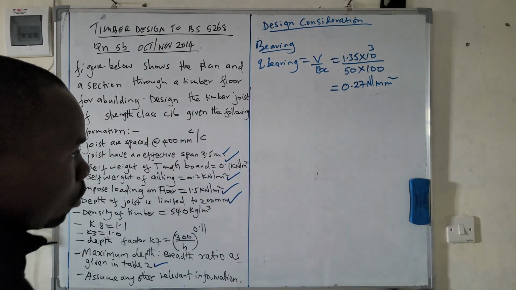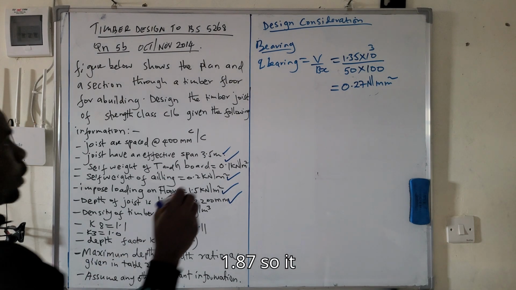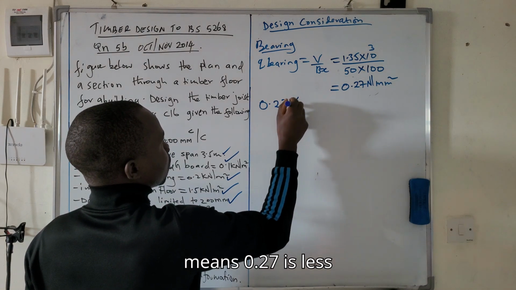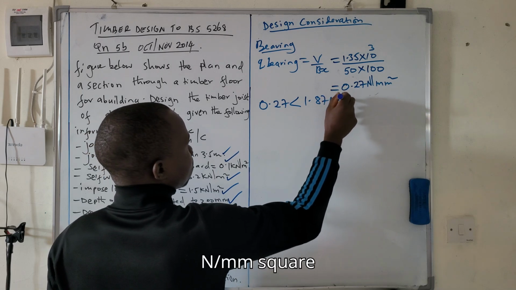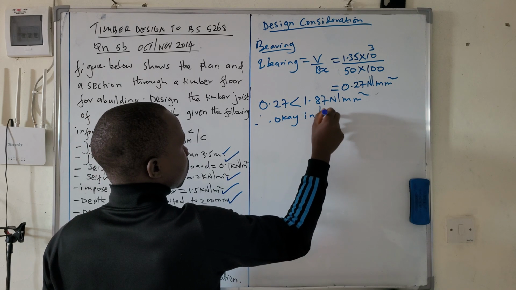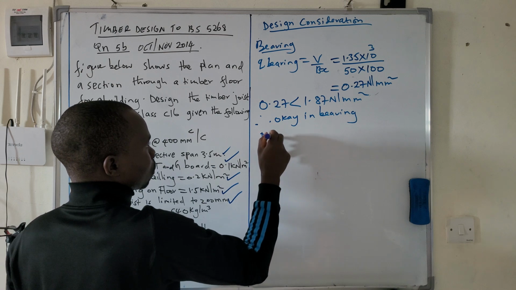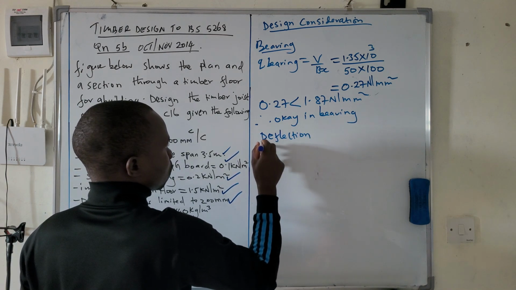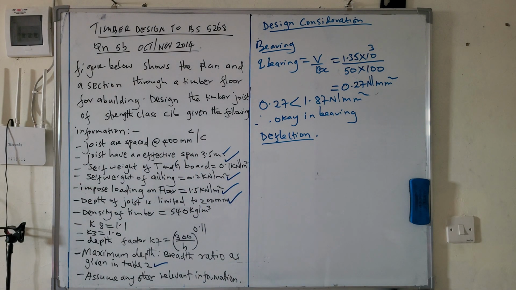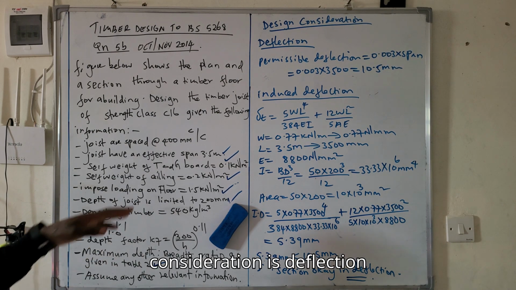You compare with the permissible stress in compression perpendicular to grain. So our permissible was 1.87. So it means 0.27 is less than 1.87 Newton per millimeter square. Therefore, okay in bearing. We proceed to the final design consideration, which is deflection.